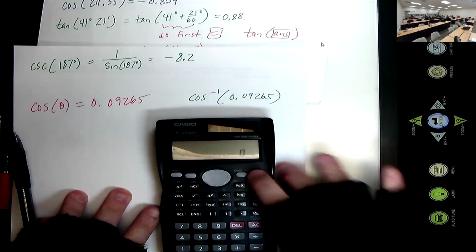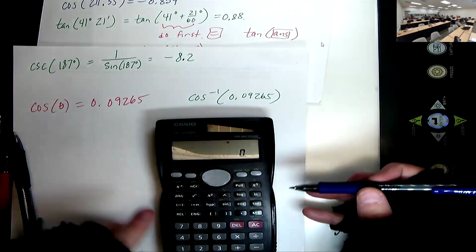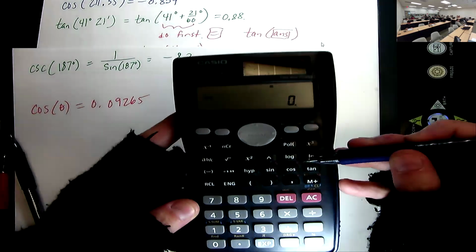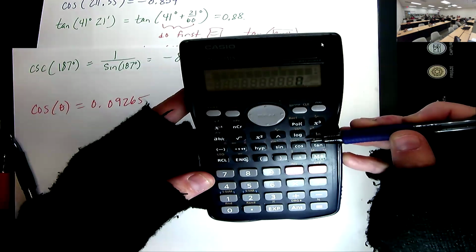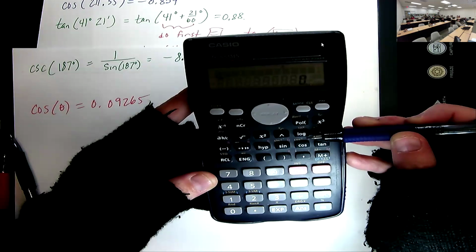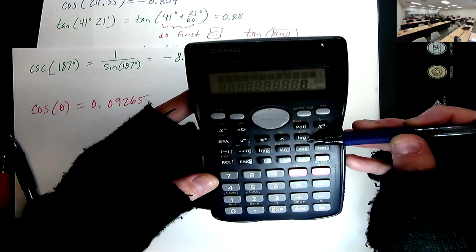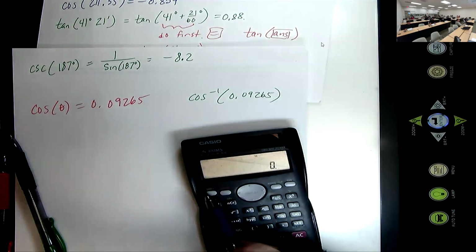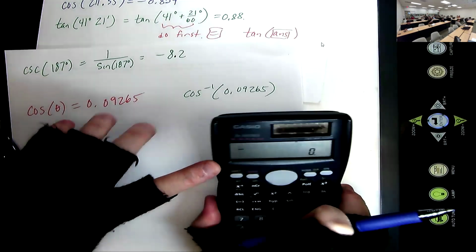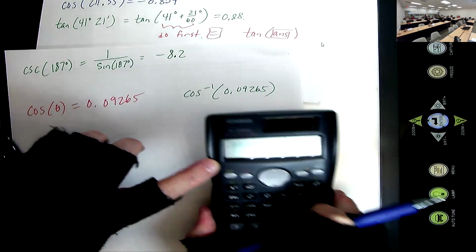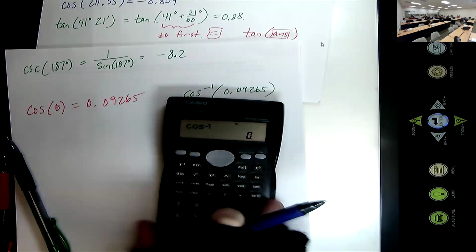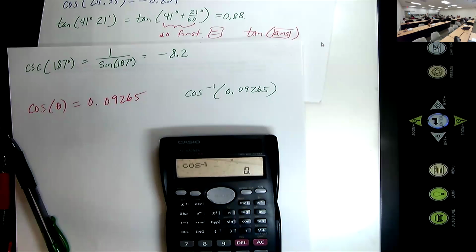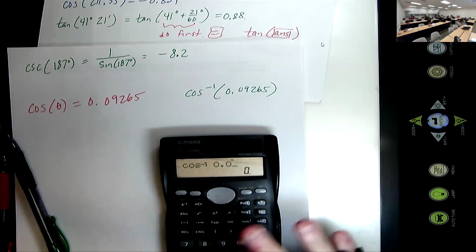If I look on mine, right above cosine, I don't even know if we can see it very well. Oh, there it is, it's showing up. I have a little cosine and -1 up here. And it's in yellow, which is telling me to hit the button that has the yellow on it. Shift has yellow text right there. So if I want to do this, I'm going to do shift cosine. And notice that the cosine inverse popped up. And I'll put in 0.09265.